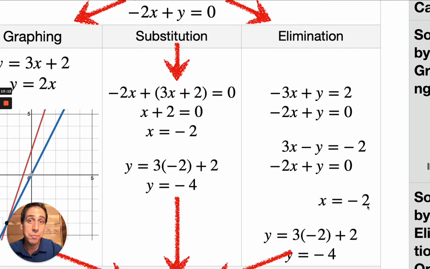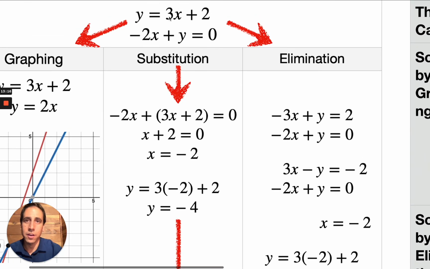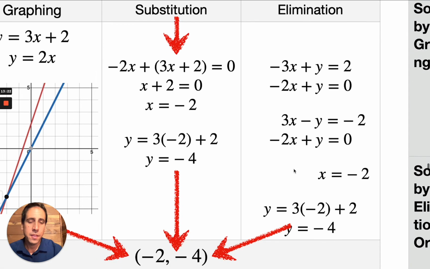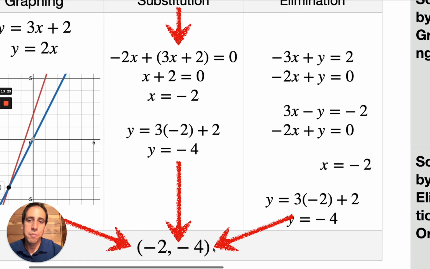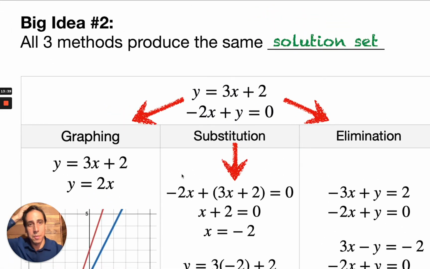Substitute -2 back into one of the original equations. I think I'm going to choose this top one right here because y is already all by itself. Although you could have done the bottom one, doesn't matter. You get y is equal to 3 times what x is equal to, -2 plus 2. Solving for y equals -4. Boom, -2, -4 is the solution. Again, big surprise. The big idea is that it doesn't matter which one you use. All 3 methods produce the same solution set.